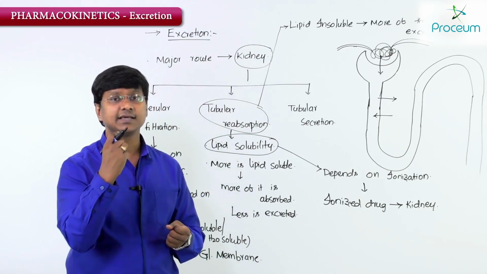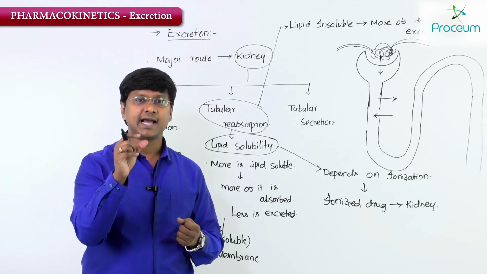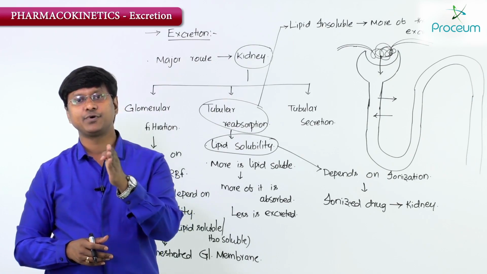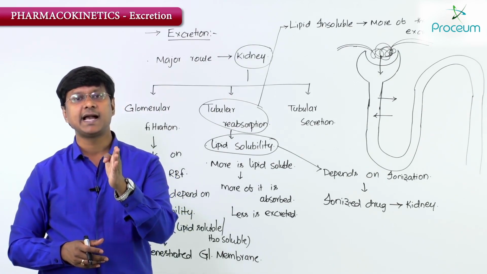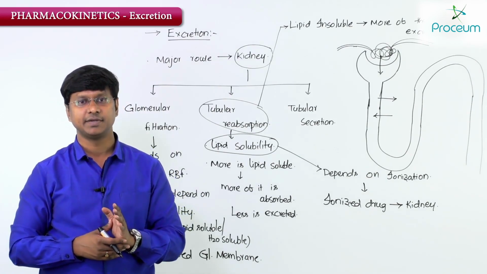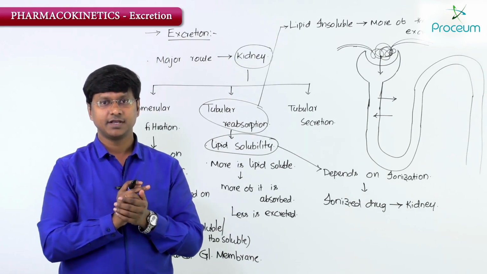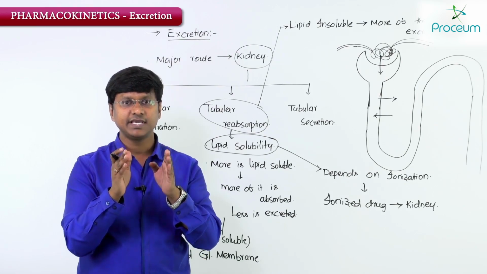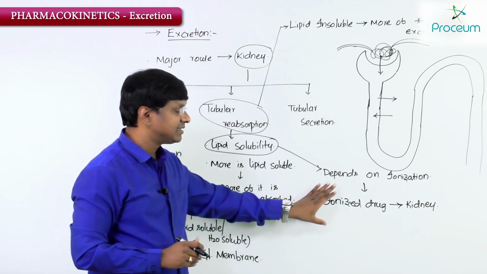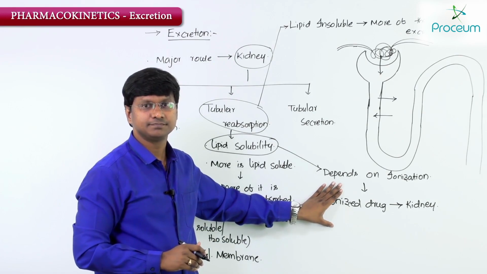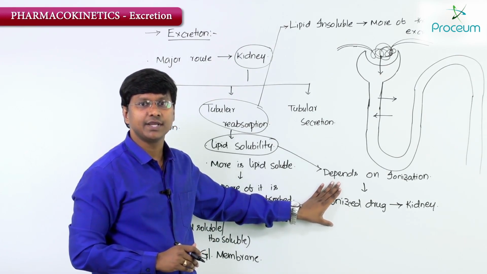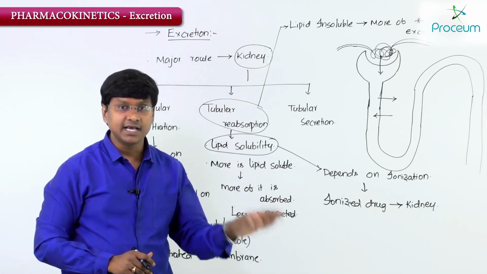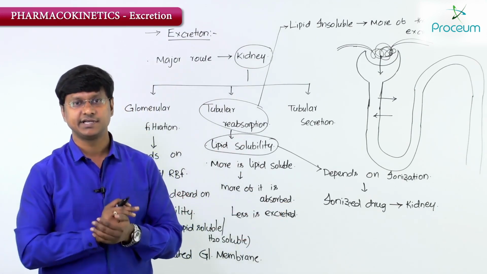And what is that alkalinizing substance we use? The alkaline substance is sodium bicarbonate. So in acidic drug poisoning, the urine should be alkalinized with sodium bicarbonate, because the weak acids are in ionized form in alkaline urine, and thus they are easily excreted out.